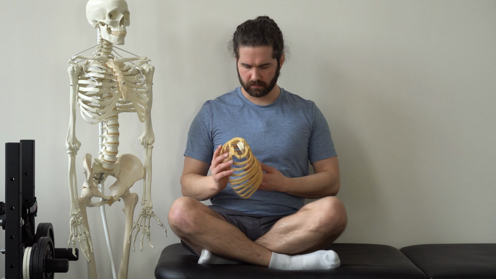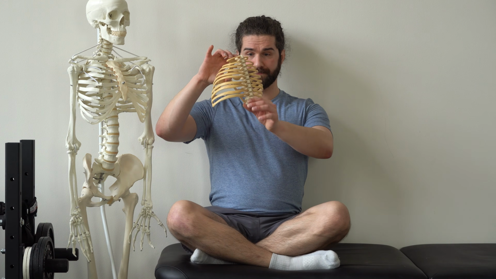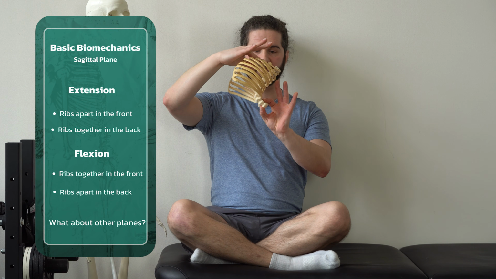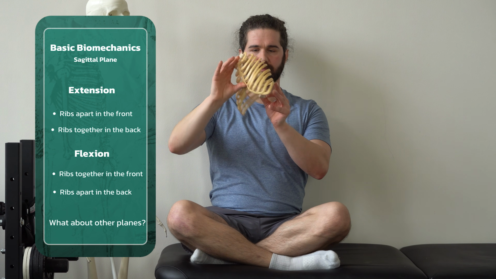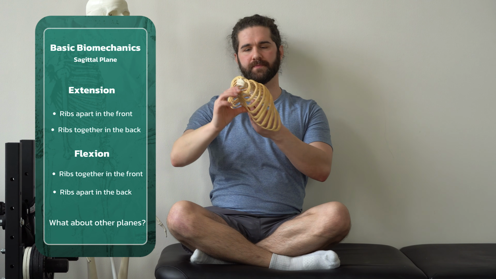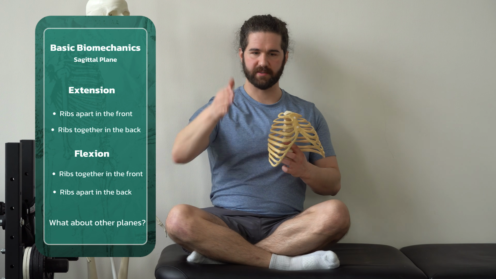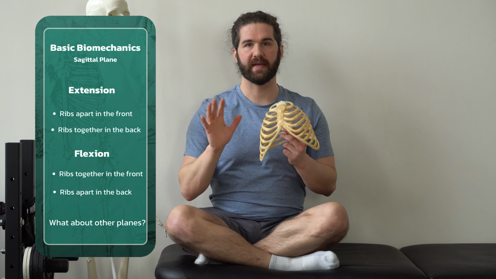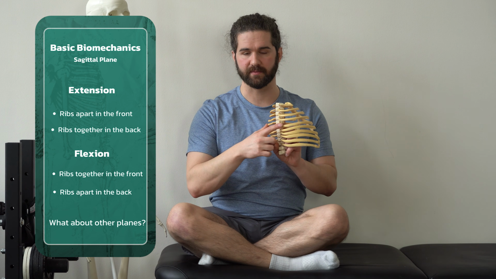Okay. So just to review, we're talking about the influence of movement. As we extend, ribs in the back come closer together. Ribs pop up in the front. As we flex down, ribs in the back move further apart, and we come down in the front. Now, when we're talking about this, we're talking about movement front to back, so flexion and extension. But we also have other planes of movement that are going to impact that positioning of the ribs.